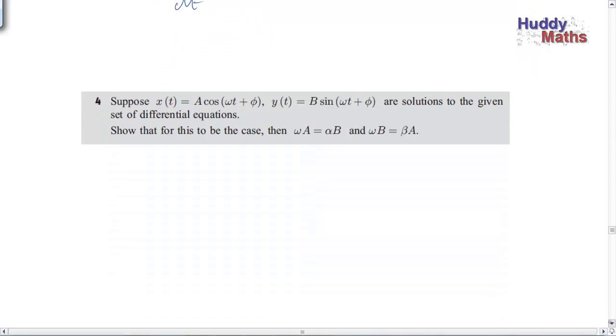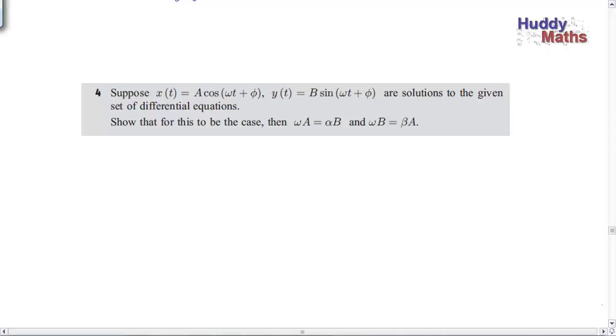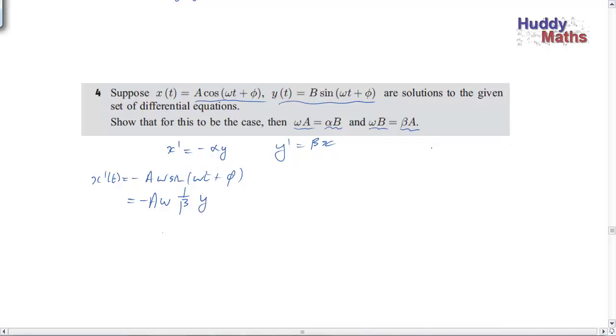So let's have a look at the next variation. Here, we're going to try and look at a solution. If they are the solutions, then we want to show that omega A equals alpha B and omega B equals beta A. Let's do some work here. Remember, the equations that they're the solution for are x prime equals negative alpha y and y prime equals beta x. We've got different numbers in front there now. So let's look at the derivative. X prime of t is negative A omega sine of omega t plus phi, and so that we could call negative A omega times 1 on B y, from up above there.